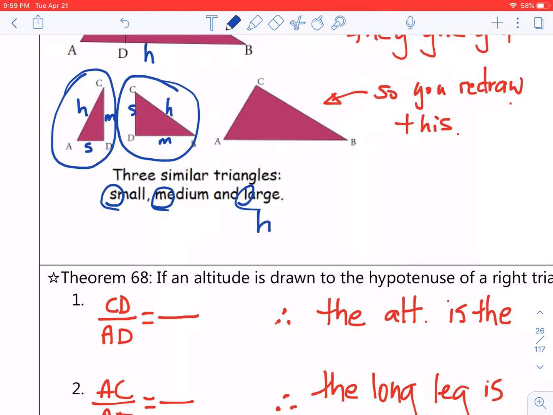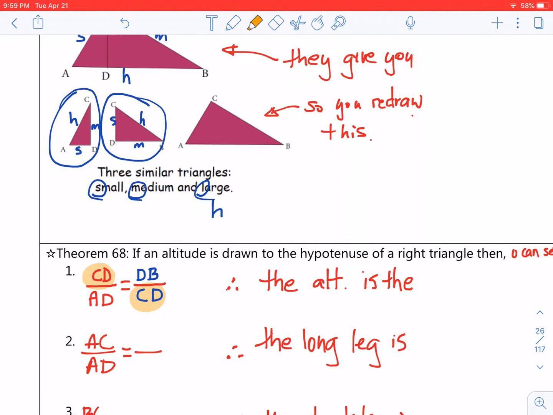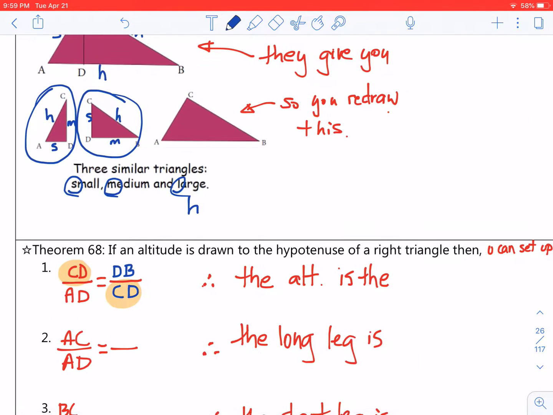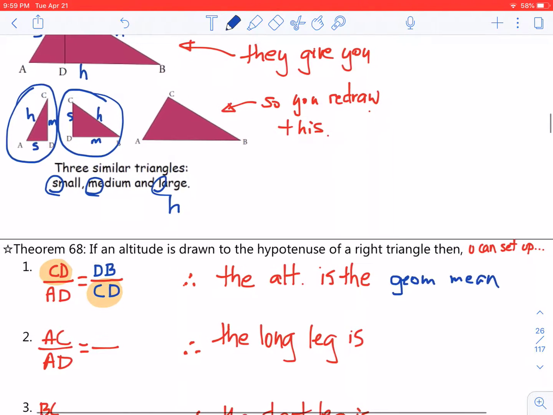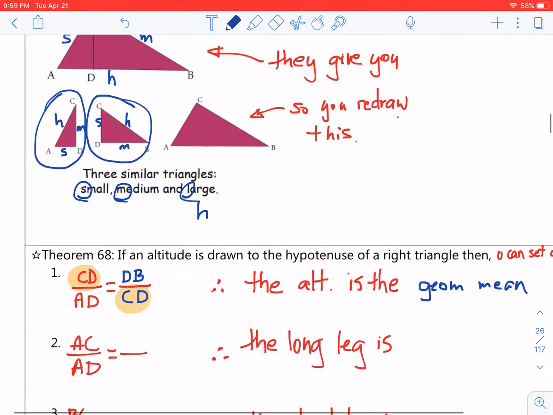CD is the medium, so DB over CD. Notice how CD shows up kitty corner to each other. That tells us that the altitude, aka CD, is the geometric mean. All right? Let's try this again.